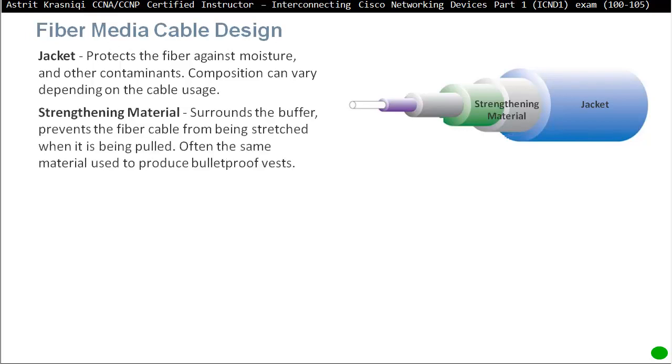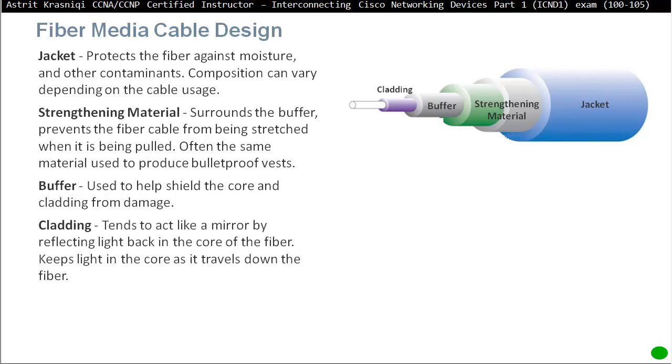Strengthening material surrounds the buffer and prevents the fiber optic cabling from being stretched when it's being pulled. This is the same material used in bulletproof vests. The buffer is then used to help shield the core and the cladding.